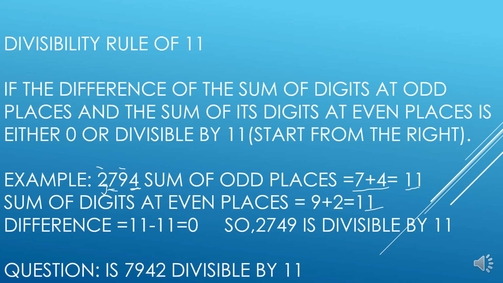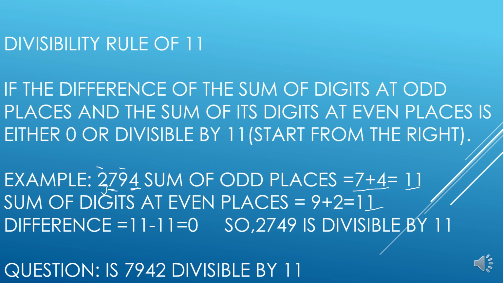Now if the difference had come like 22 or 33, and 22 comes in the table of 11, so it is divisible by 11. The difference doesn't always have to be 0. It's just that if it comes as 0, then it is divisible by 11. And if it does not come 0 and comes like 22 or 33 and is divisible by 11, then the whole number is divisible.